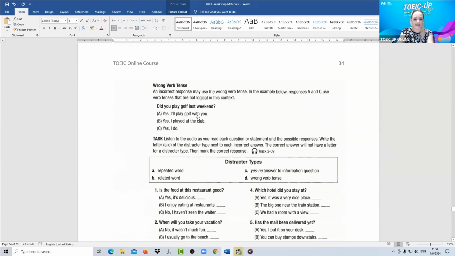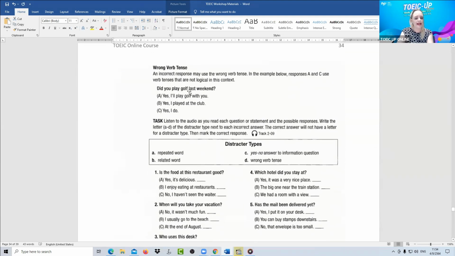Okay, wrong verb tense, the last one. Did you play golf last weekend? Last weekend, we are talking about the past. So the verb, yes, I will play golf with you. I will is your future tense. Will is future. Last weekend is past. Wrong verb tense. Yes, I played at the club. Played is the correct verb tense.